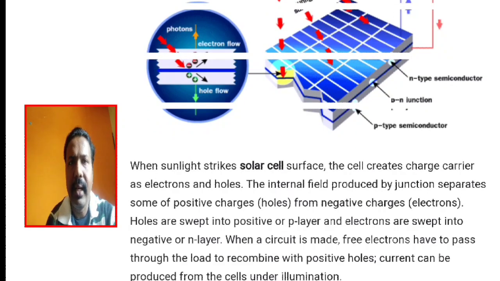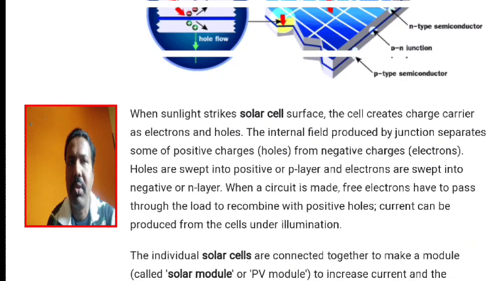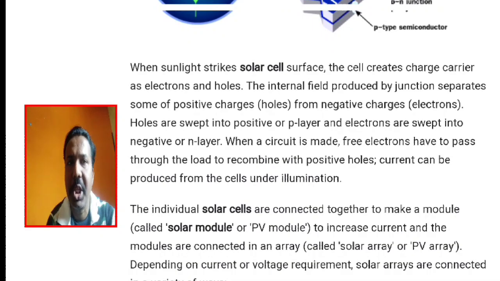In detail, how it works: when the sunlight strikes the solar cell surface, the cell creates charged carriers as electrons and holes. The internal field produced by the junction separates some of the positive charge, that is holes, from negative charge, that is electrons. So holes are swept into the positive or P layer and electrons are swept into the negative or N layer. When a circuit is made, free electrons have to pass through the load to recombine with positive holes. Current can be produced from the solar cells under illumination.